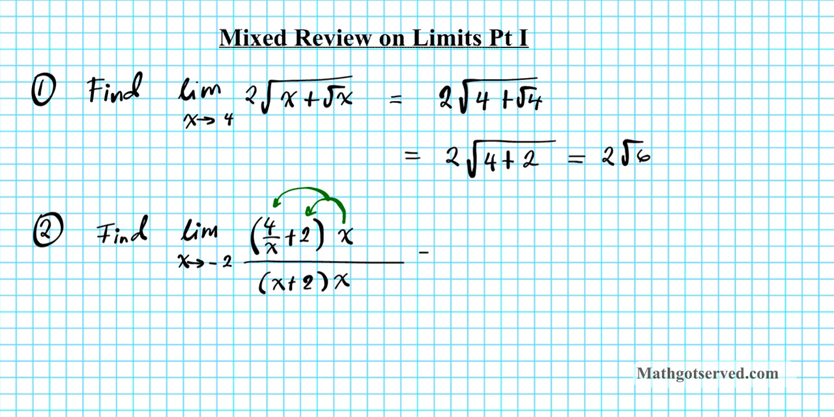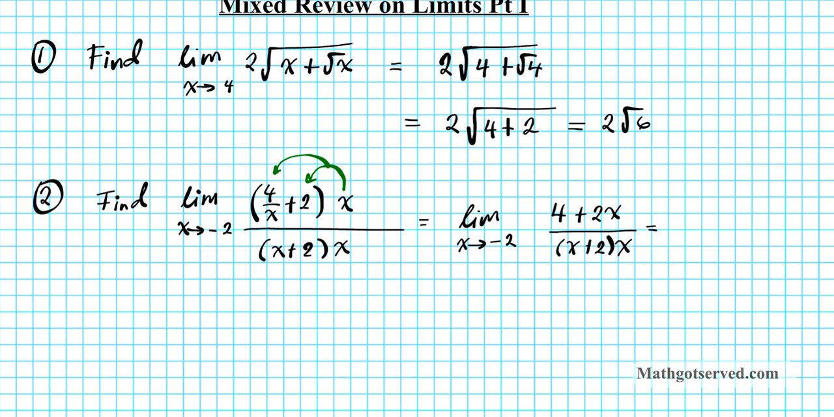So that yields the limit as x approaches -2 of 4, because 4 over x times x is 4, plus 2x, divided by x plus 2 times x. Now we can factor out a 2 in the numerator and write it in standard form. So the limit as x approaches -2, factor the 2, of 2 times (x plus 2), divided by (x plus 2) times x.